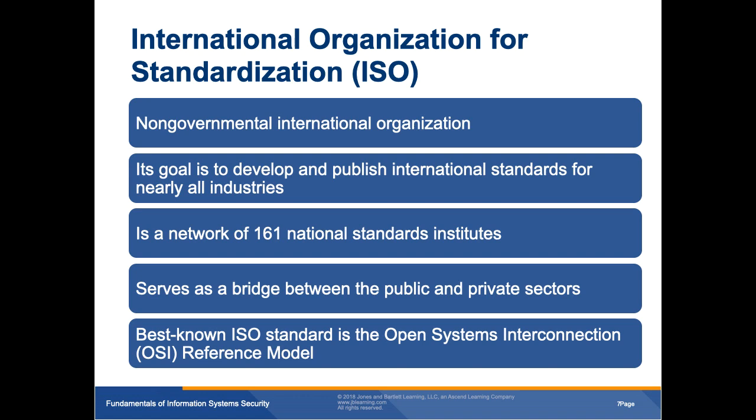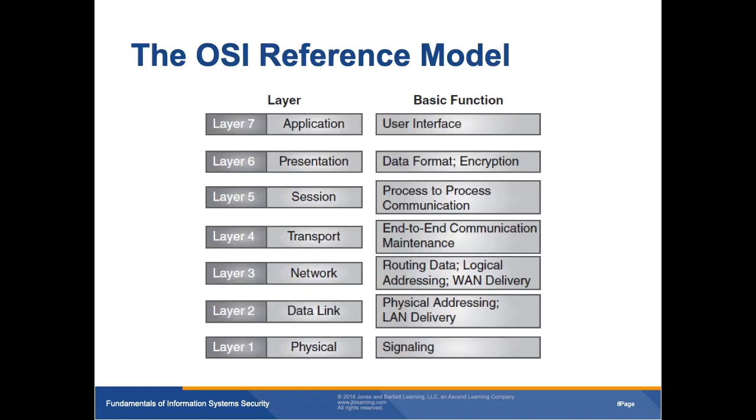The International Organization for Standards, ISO, is a non-governmental international organization. Its goal is to develop and publish international standards for nearly all industries. It has a network of 161 national standards institutes. It serves as a bridge between public and private sectors. The best known ISO standard is the Open Systems Interconnect, or OSI, reference model. And here's the OSI 7-layer model. We just saw that earlier. But the ISO is responsible for the OSI.